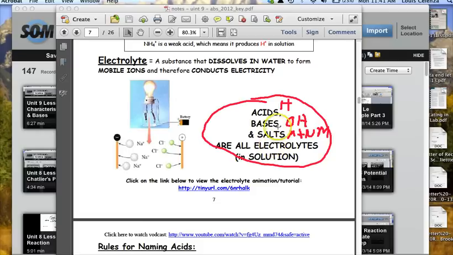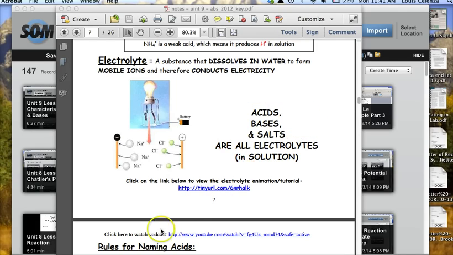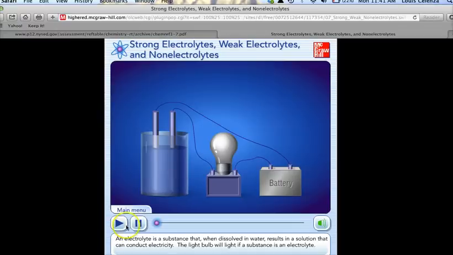There are substances that look like they're bases, but there's a little bit of a trick to it. If something has an OH and it has carbon in it, then it's not a base, and you're going to see that later on. If you're not really sure what it means to be an electrolyte, I think this video gives you a good idea, an animation of exactly what an electrolyte is. So let's take a look at that.